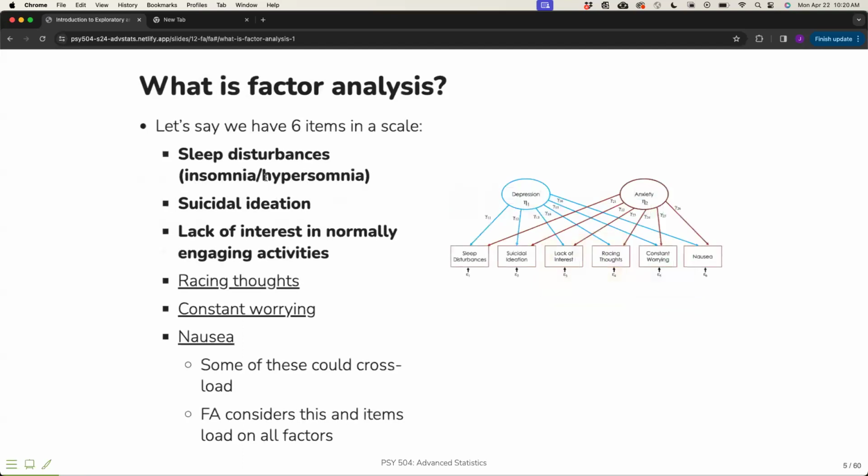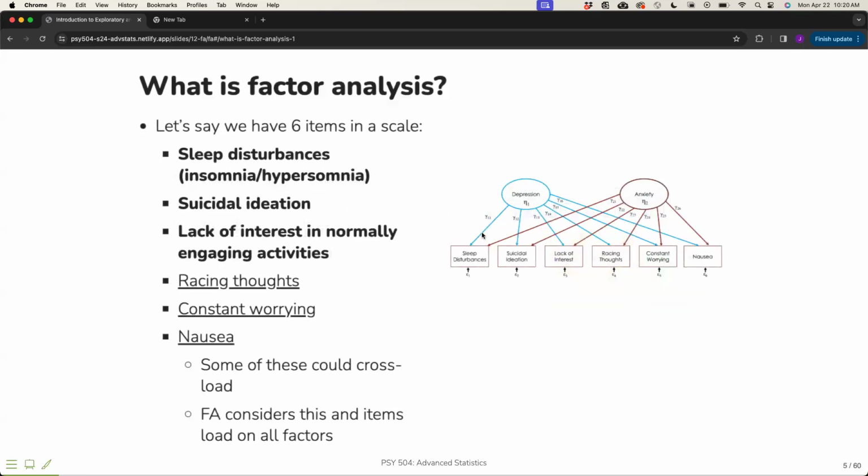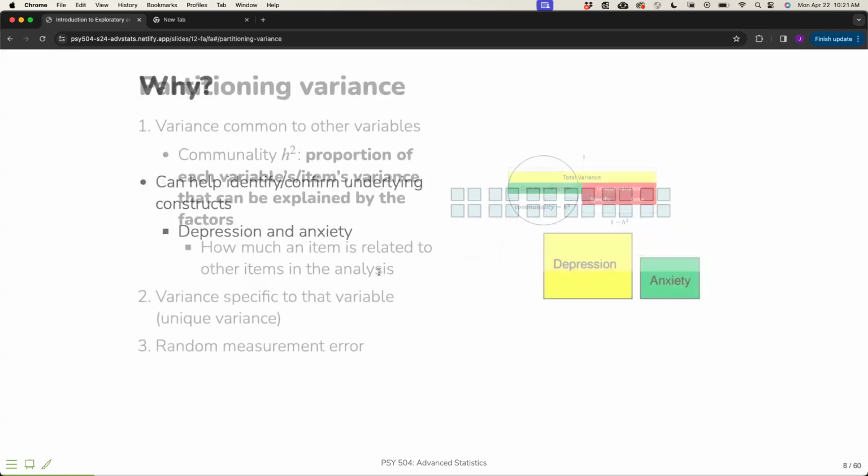So we might not know how these items group together, but when we perform a factor analysis, it'll tell us which items group together, and then we can make sense of maybe a common underlying factor that represents these items. Another reason why we might want to do factor analysis is that it can confirm an underlying construct. So are these two factors, the depression and anxiety factors, representative of our data set? Or are there more factors that underlie our data? We can perform factor analysis or confirmatory factor analysis, and that can tell us if these two factors are a good representation of our data, our structure. So those are the two reasons why we might want to do factor analysis.